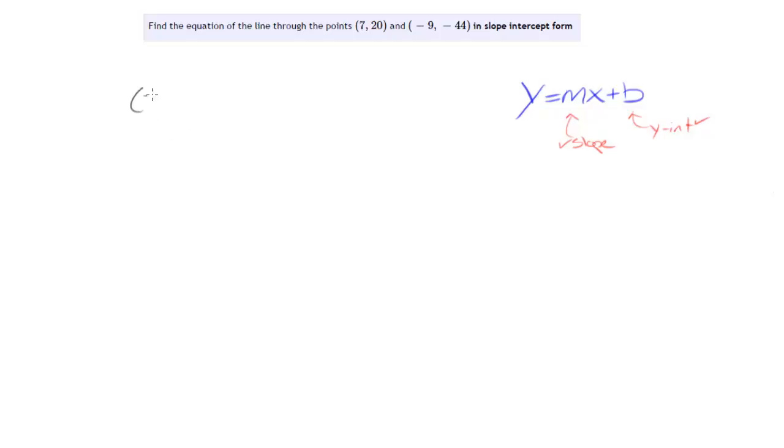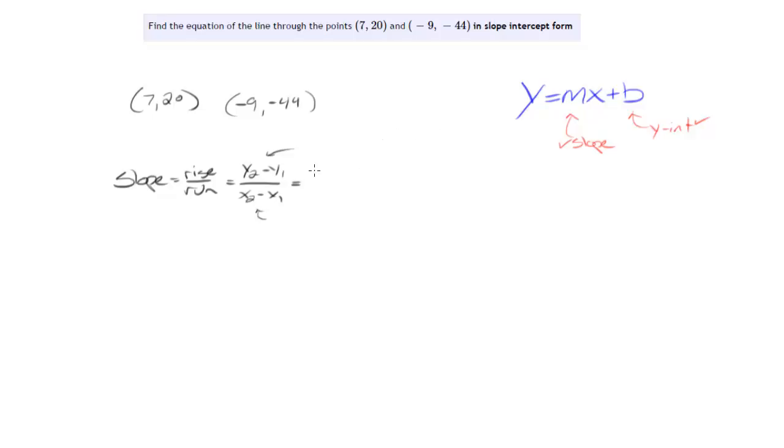To find the slope, we take our 2 points, which is 7, 20, and -9, -44. And the slope is the rise over the run. The formula for slope is y2 minus y1 over x2 minus x1. And what that is saying, verbally, is just, hey, find the difference in the x values and the y values. Put the difference in the y values up in the numerator, put the difference in the x values in the denominator, and then you'll find your rise and your run.